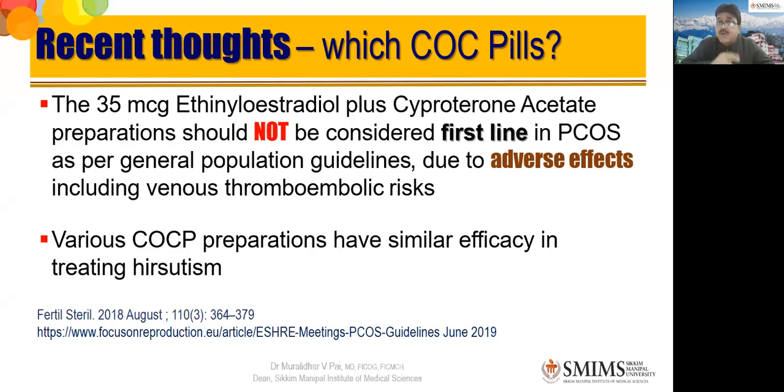But in your particular patient, if the other OC preparations have not worked, you can give cyproterone acetate after making sure that she doesn't have a history of thromboembolic phenomena, she doesn't have any family history and things like that. So I hope I have read it correctly, and I'm telling you also what I interpreted it as. There are much more things, but I have just extracted this much part. They have never said anywhere, don't give it at all, it's totally contraindicated. They have just said, don't consider it as the first line in PCOS, that's all.